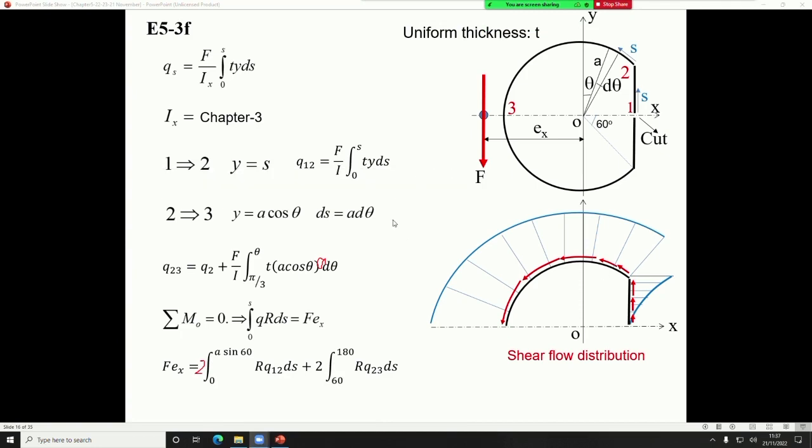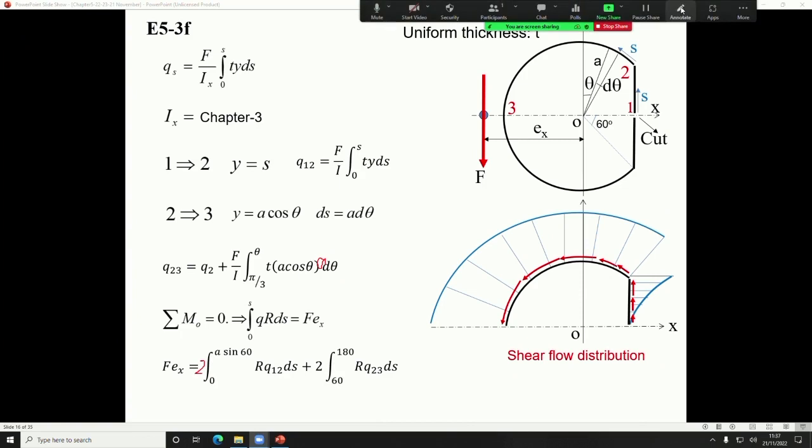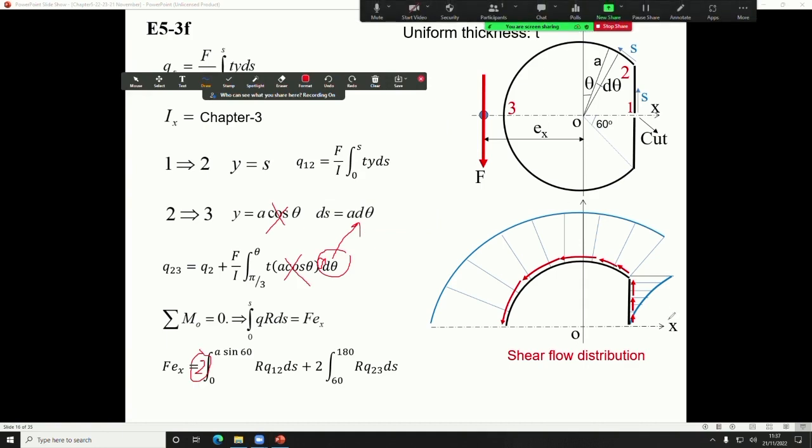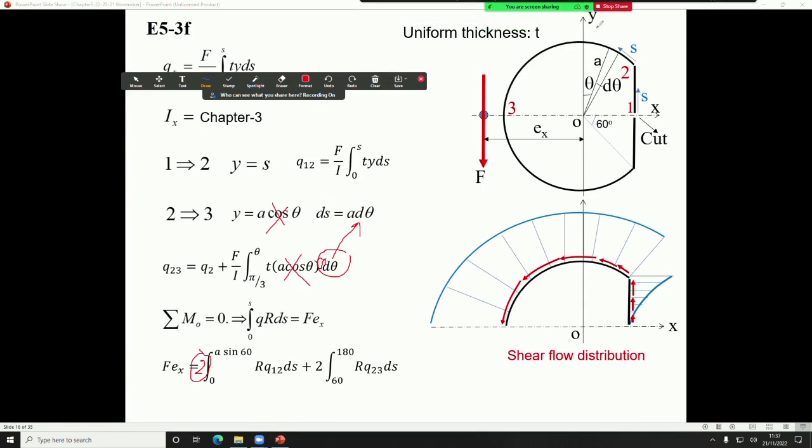So let's correct it. This is sine of theta. And the other one, ds should be d theta, which I've written here. And this one should be 2 as well, because we've got 1 here, and one at the bottom, and we've got this one as well. So in here, instead of solving the whole section, I've done it for the 2, 3, and 1, 2, multiplied by 2. Or what you could do, you can get rid of these two here and divide both sides by 2.